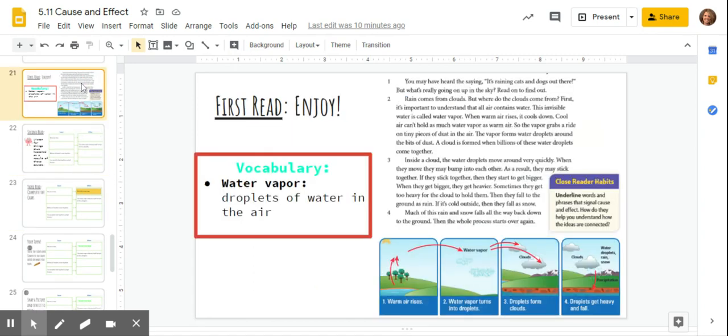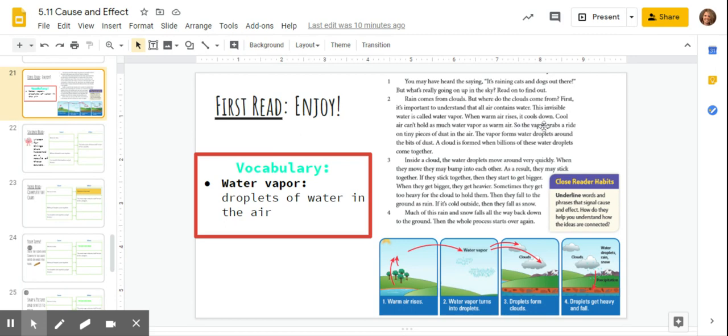So reading again says, you may have heard the saying, it's raining cats and dogs out there. But what's really going on up in the sky? Read on to find out. Rain comes from clouds. But where do the clouds come from? First, it's important to understand that all air contains water. This invisible water is called water vapor.